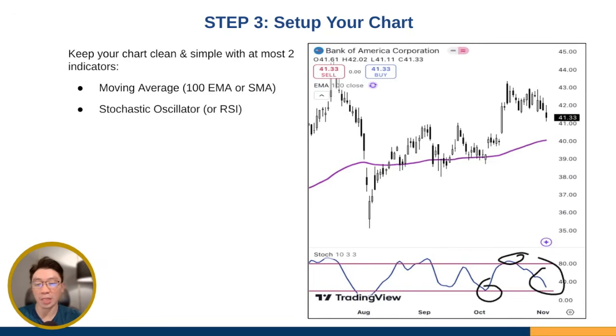So this is just how I set up the chart. As you can see, very simple, very clean. Please don't put on 3, 4, 5, 6, 7 indicators so that you get so confused, no idea what to look at, right? So this is step 3.